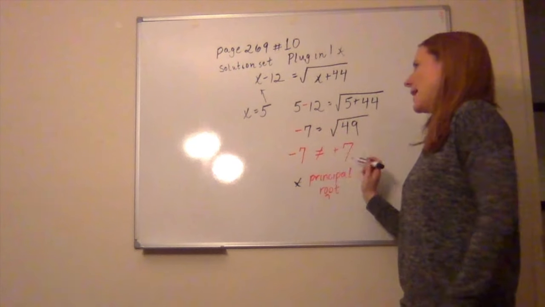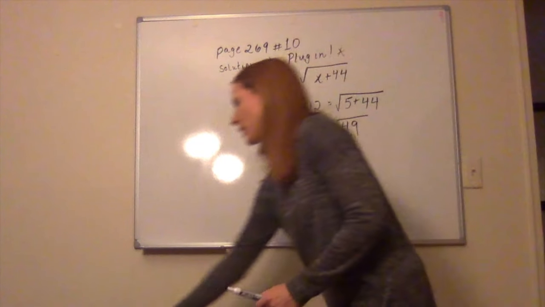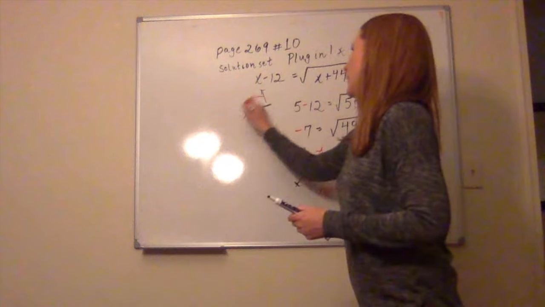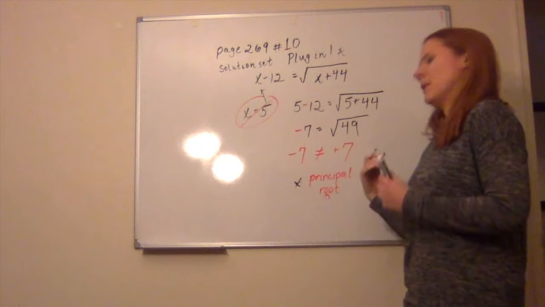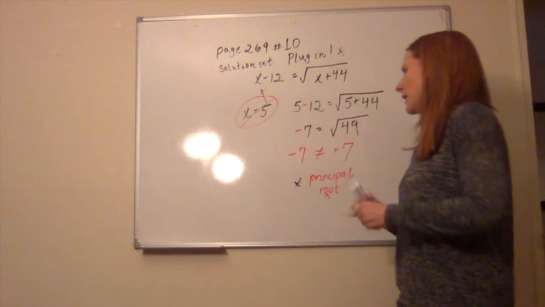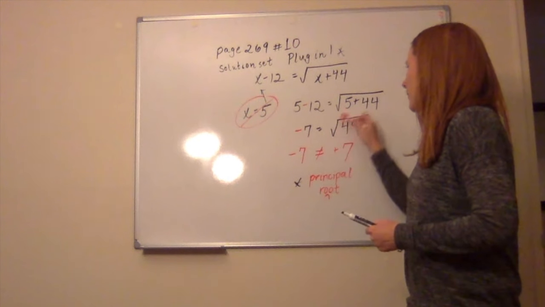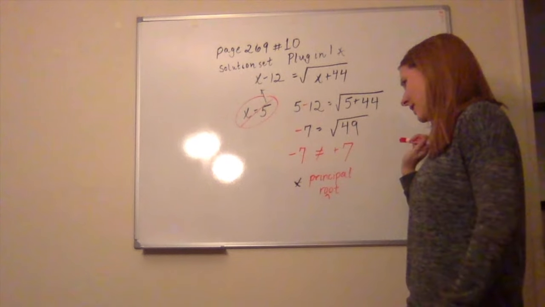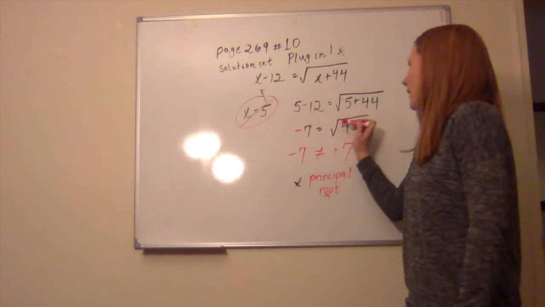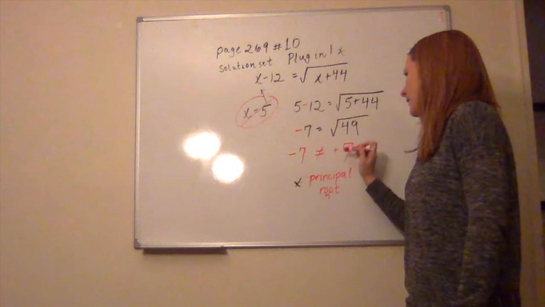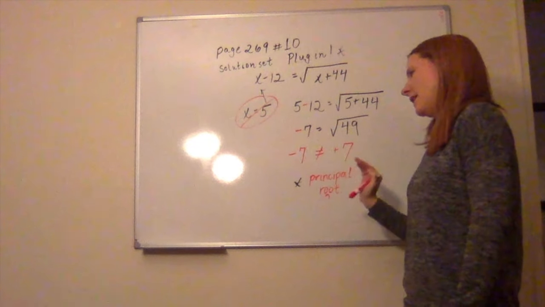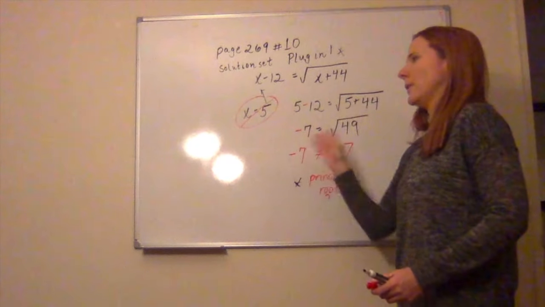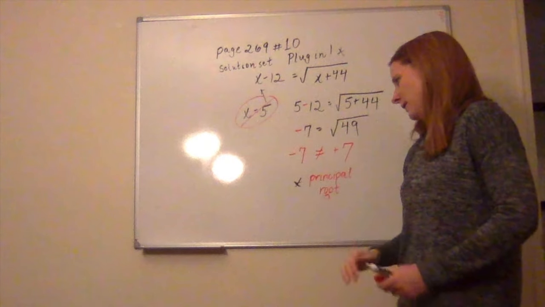So this rules out x equals 5, because when we plug in x equals 5, we're getting negative 7 equals positive 7, which is not true. Negative 7 does not equal the square root of 49. On the SAT, the square root of 49 is only the positive version of the answer, so only positive 7, not negative 7. So therefore, x equals 5 is not correct.